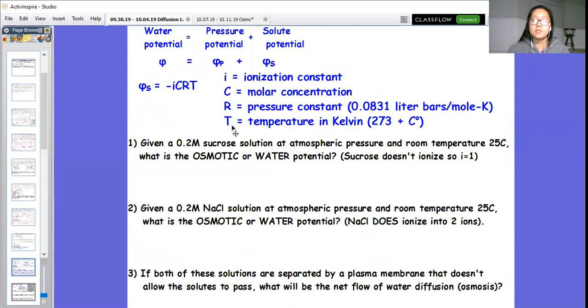Okay, so this is in your worksheet in the following assignment, and in 1, you're going to calculate a solute potential for a solution. In 2, you're going to calculate solute potential for a separate solution. And then in 3, you're going to tell me if these are connected together with a semi-permeable barrier, which way will the water move? Will it move from the sucrose to the NaCl, or from the NaCl to the sucrose solution in number 3?